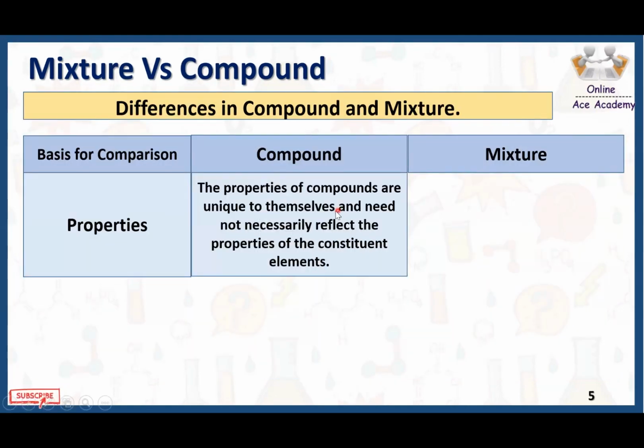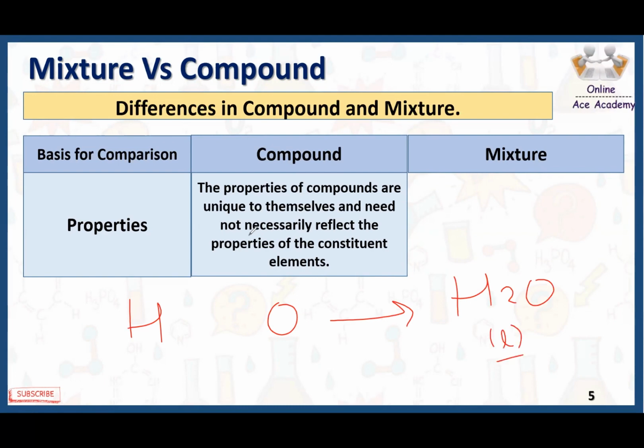The properties of a compound are unique to themselves and need not necessarily reflect the properties of the constituent elements. Compounds have their own properties. Hydrogen is a gas, oxygen is a gas. They both have their own properties, but when they mix together to form the water compound, water is a liquid. Water has its own properties. So the constituents have their own properties, and when they make a compound, the compound has different properties.